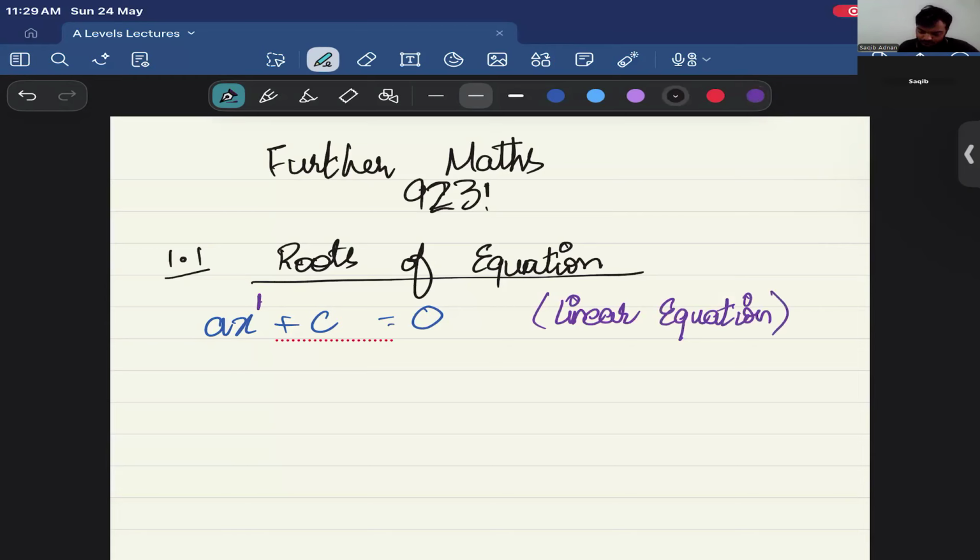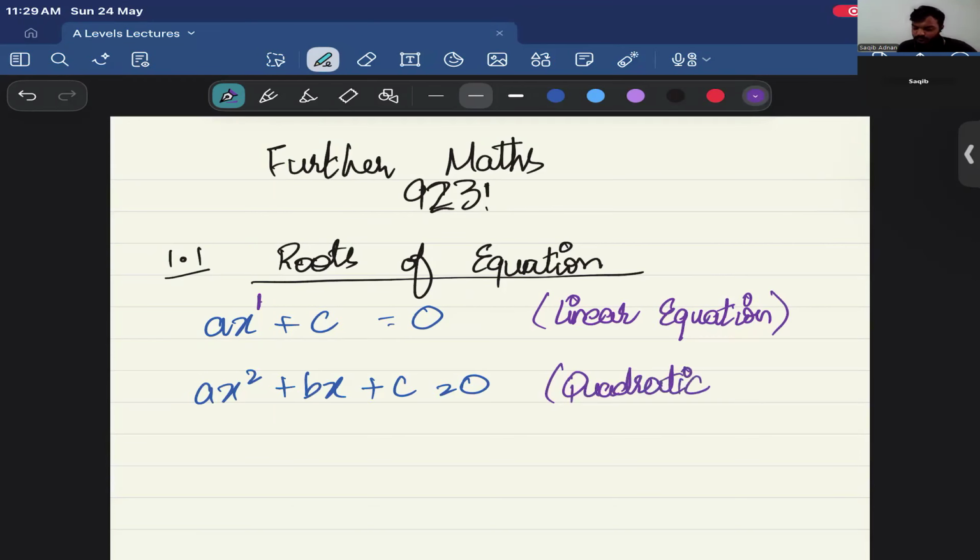Then we have ax square plus bx plus c is equal to 0. We are calling it quadratic because its degree of polynomial or highest power is 2. Here is the 2 and all the powers are in the decreasing order. So that's why we are calling it quadratic.